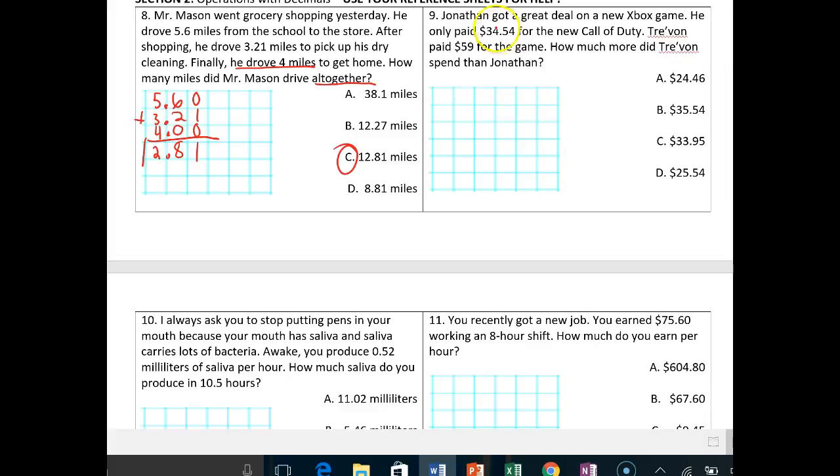A lot of you did 34 minus 59, so you put 34 on top and then minus 59 on the bottom. But Trayvon paid more money. So you want to say Trayvon paid $59, subtract out what Jonathan paid, which is $34.54, add in your zeros, right? And then go ahead and start subtracting there. So got to borrow here, make this an 8, that's a 10, borrow from there, make it a 9. So 10 minus 4 is 6, 9 minus 5 is 4, 8 minus 4 is 4, 5 minus 3 is 2. So he paid $24.46 more for the Call of Duty game.